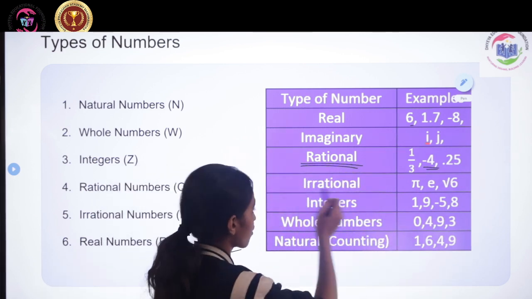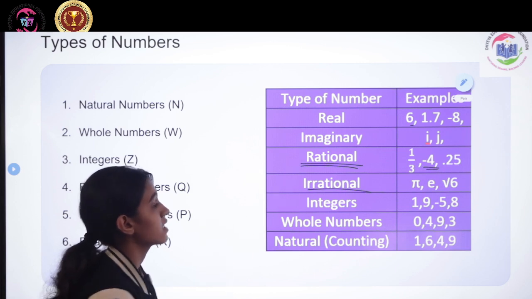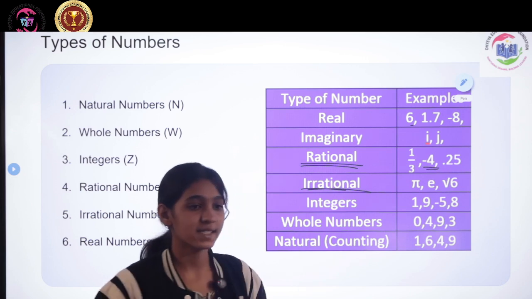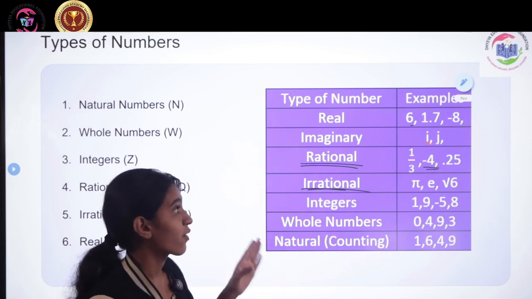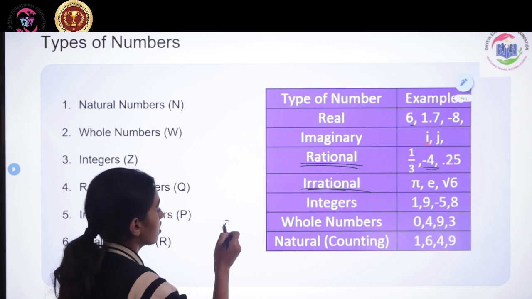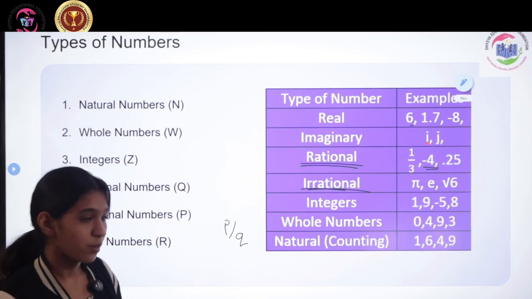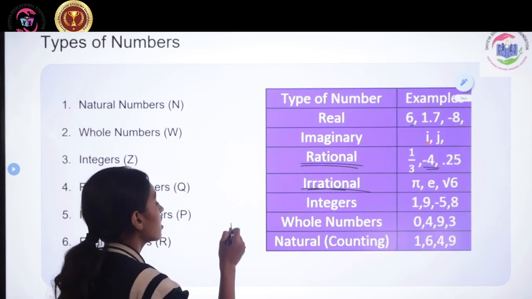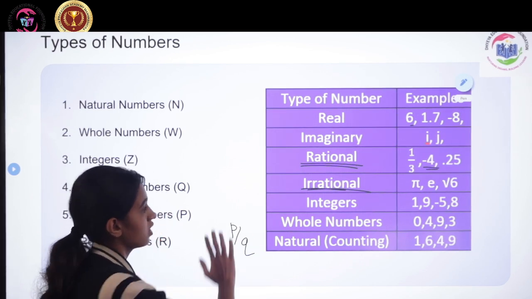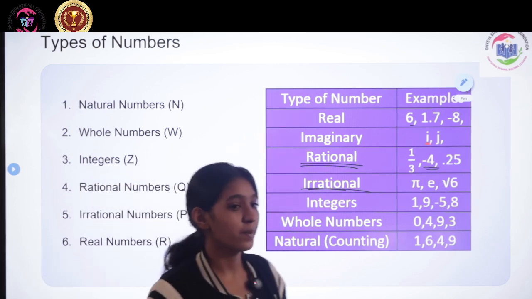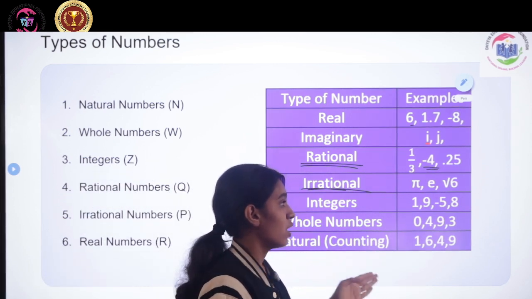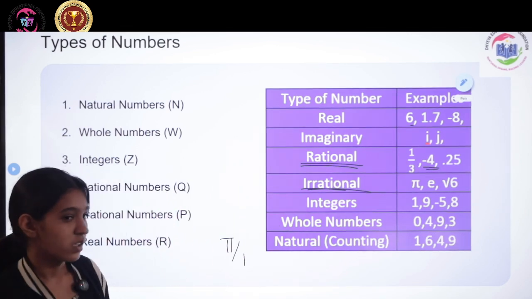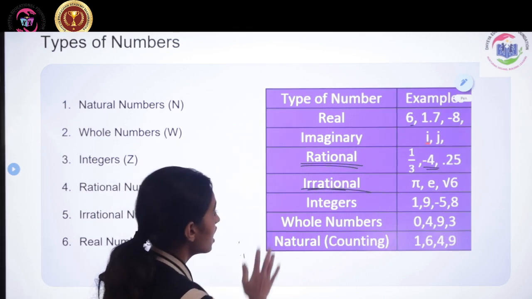And let's discuss irrational number. Irrational number is exactly opposite of a rational number, where a rational number is expressed by p by q, but in an irrational number we cannot write it in the form of p by q. Like pi cannot be written as p by q. We can write its value, but we can't write pi as pi upon 1. Because of this, it is an irrational number.